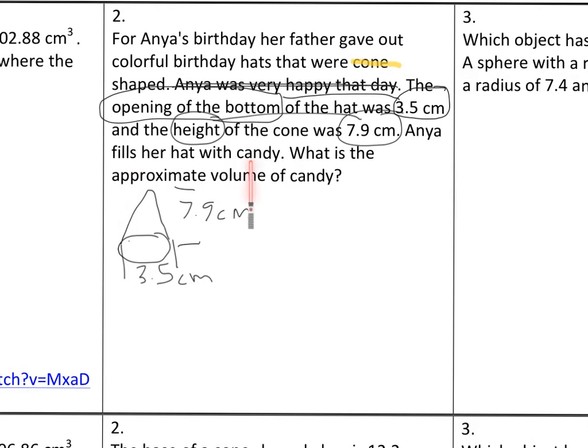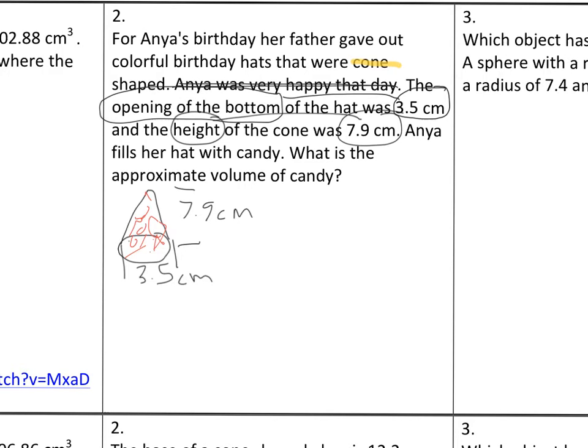Anya fills her hat with candy. What is the approximate volume of the candy? So that part there just basically states that we need to find the volume of the cone. So even though this is full of candy, and I think everybody's candy is of course red, so let's say this is full of candy. There we go, completely full. It's the same thing again. Again, what's the volume of the cone?